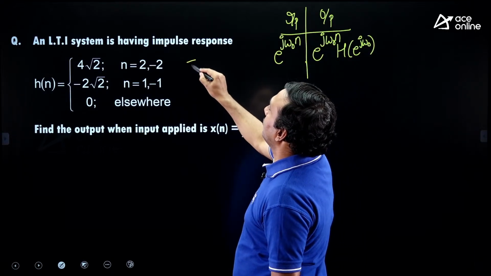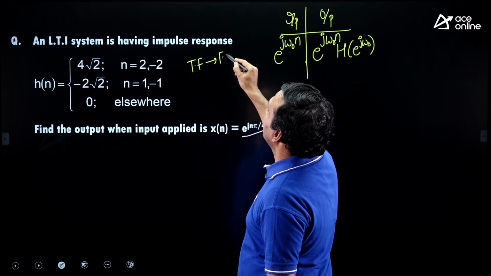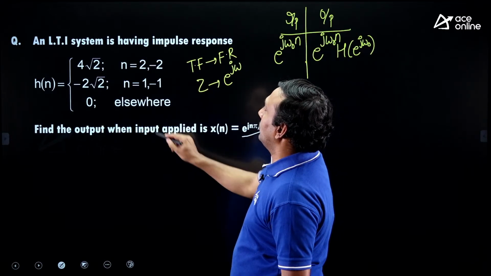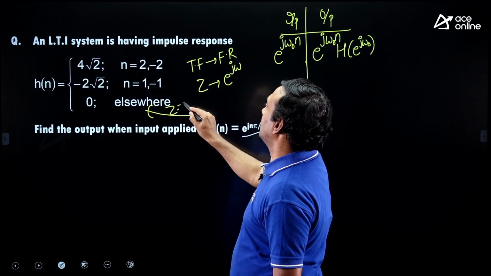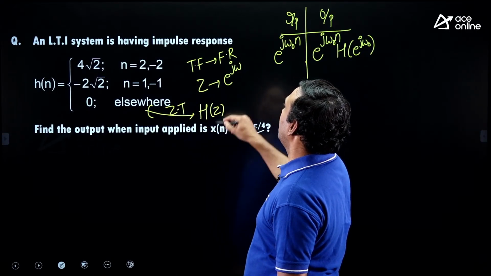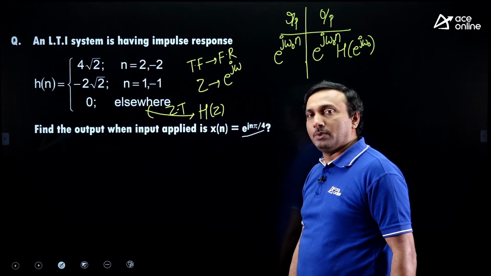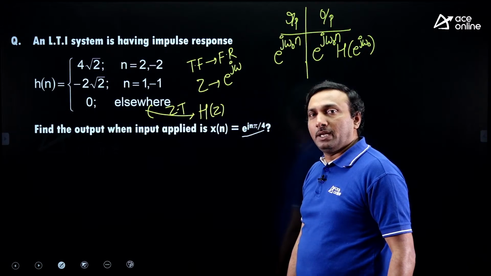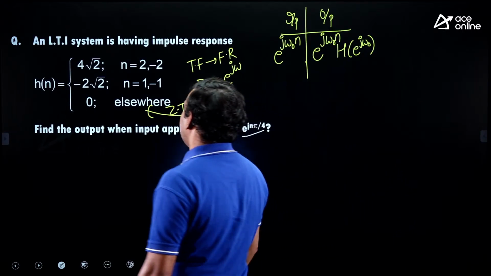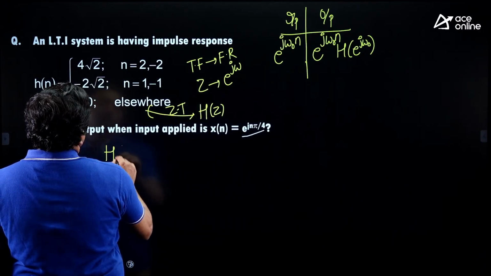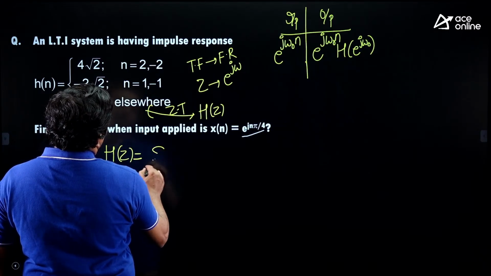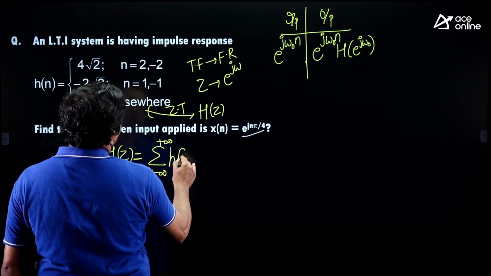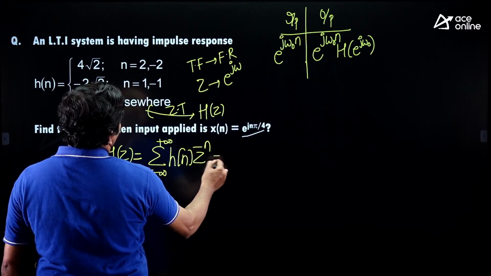To convert a transfer function to frequency response, simply replace z as e^(j omega). You can obtain z transform of this one, which is H(z). After that, replace z value as e^(j omega). What is omega mentioned in the question? Pi by 4. Simply you will get the answer. So let us try. Normally it is sigma minus infinity to infinity h[n] z^(-n). Normal definition of Z transform.